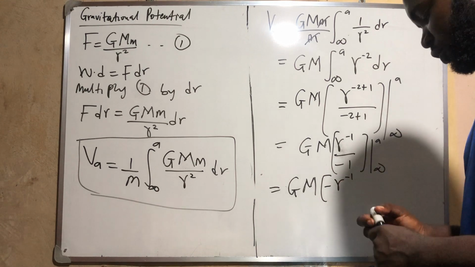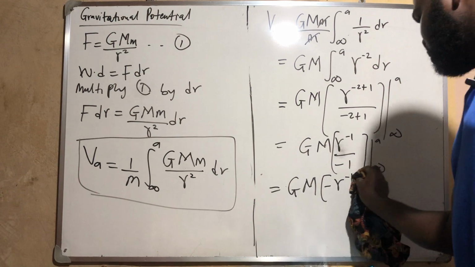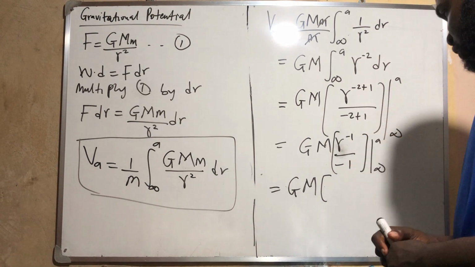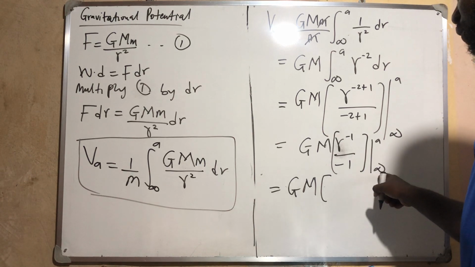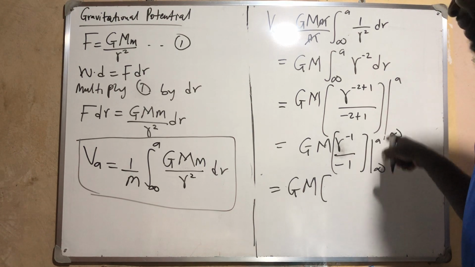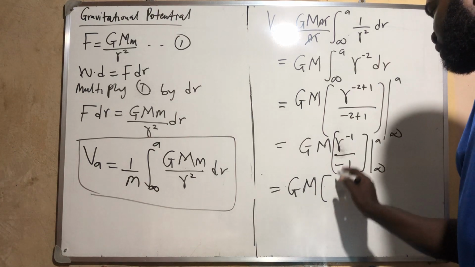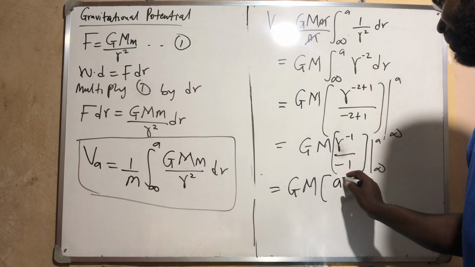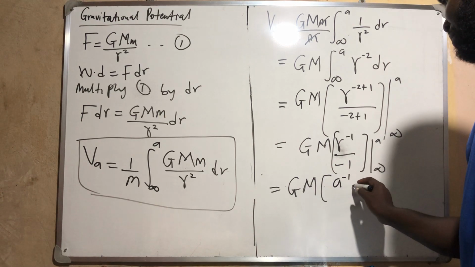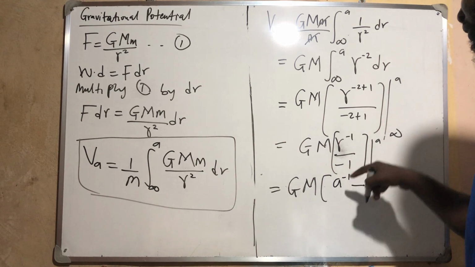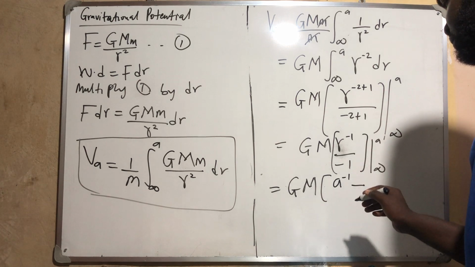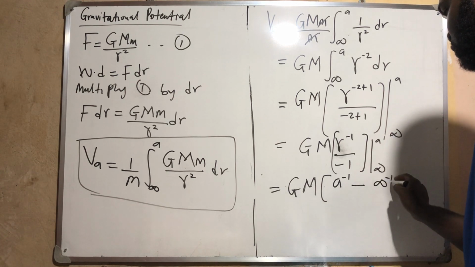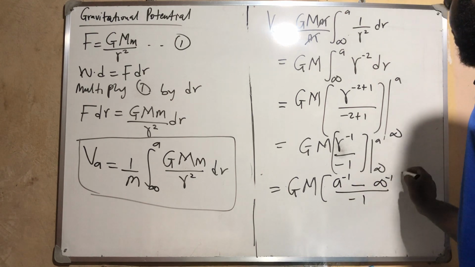Or let me just substitute. You know that it is from infinity to a. Since it's from infinity to a, I substitute a, then minus the one for infinity. Anywhere I see r, I'll put my a. So I have a raised to the power minus 1, minus, for the next one, infinity raised to the power minus 1, then everybody times minus 1.